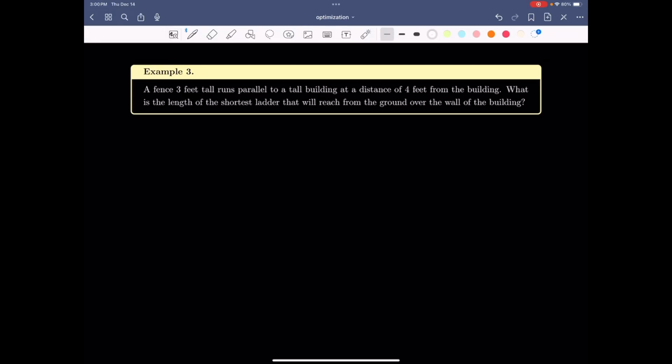Let's look at a slightly different example. A fence 3 feet tall runs parallel to a tall building at a distance of 4 feet from the building. So let's draw a graph first.